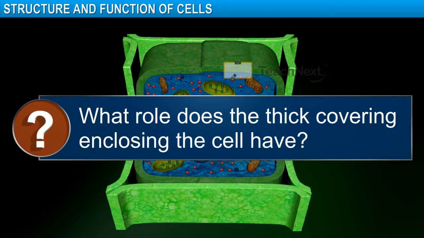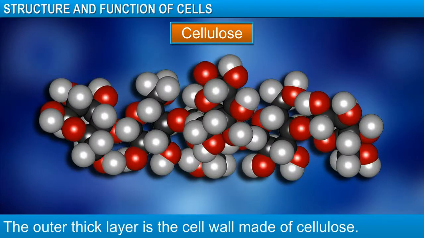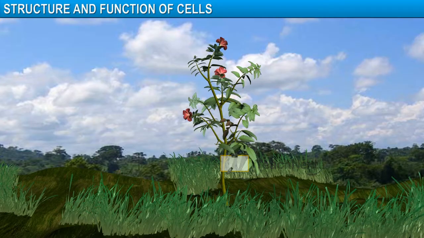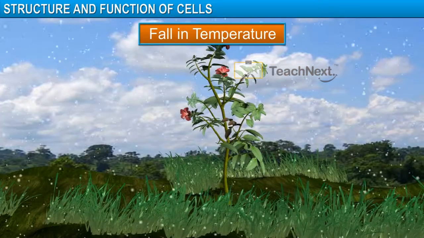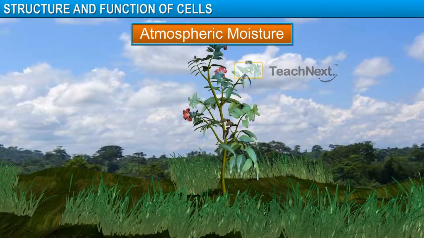What role does the thick covering enclosing the cell have? The outer thick layer is the cell wall made of cellulose. Plants cannot move from one place to another. Therefore, plant cells require cell walls to protect the cell from climatic changes like a rise or fall in temperature, high wind speeds, and atmospheric moisture.